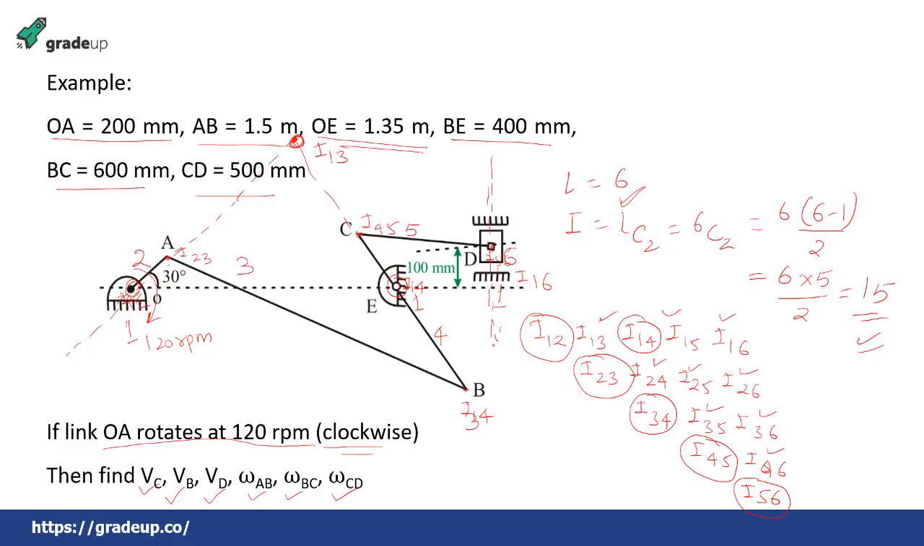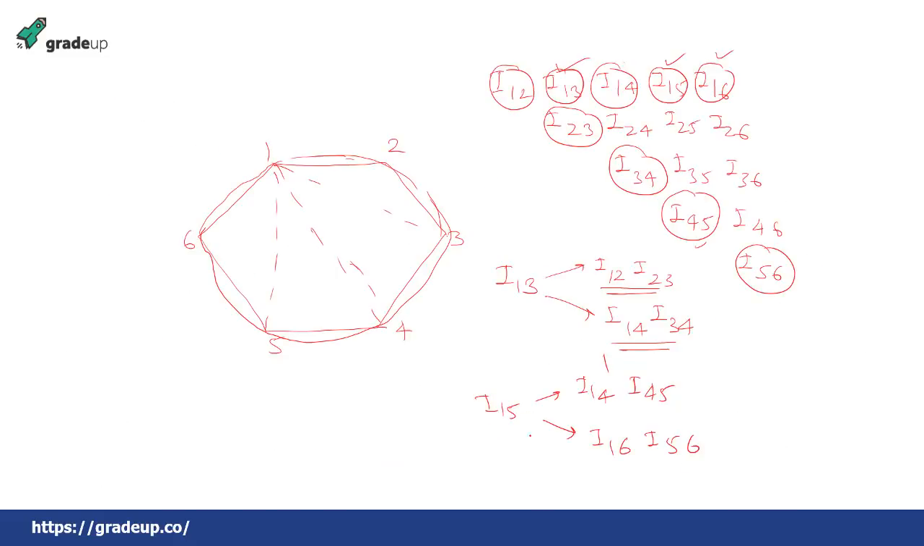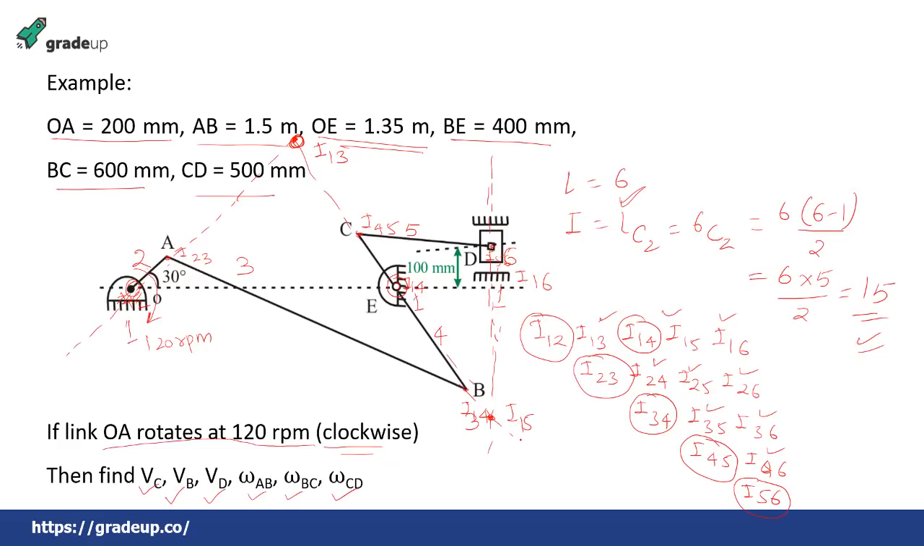Okay, so along this line, along this line and along this line. So where these two lines meet, this will be I15. This will be link I15. So this is link I15.